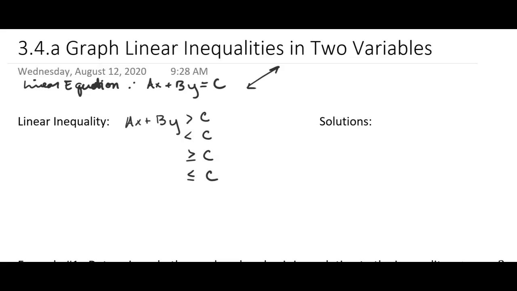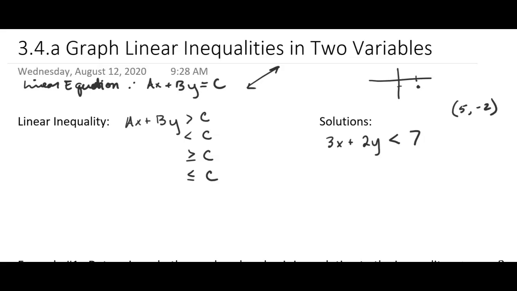Now when we have a solution, let's say we have something like 3x plus 2y is less than 7, and say we want to put in a solution. A solution is going to be an ordered pair, an x and a y. Maybe I pick the point (5, -2). If I were to graph that, I would go to the right 5 and down 2 and be at a point right there.